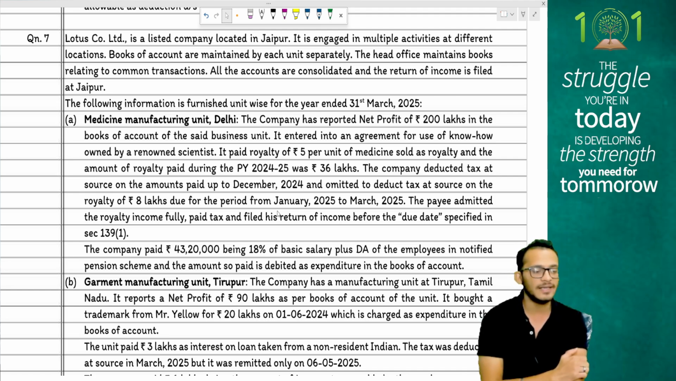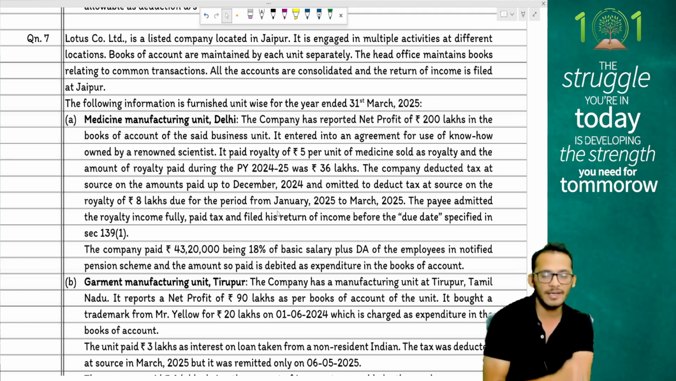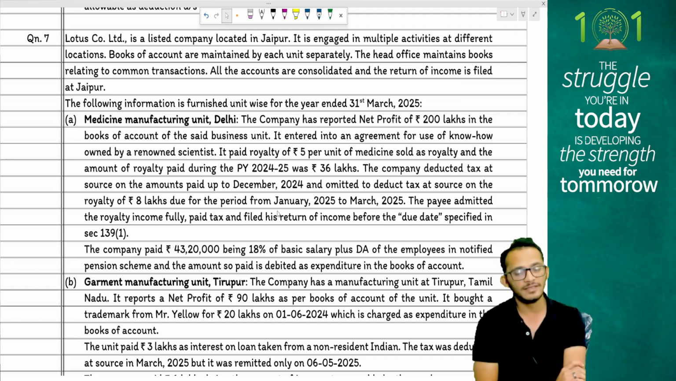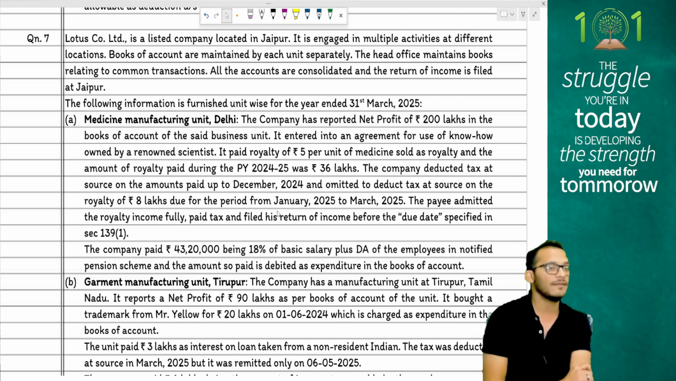The head office is maintaining transactions of all these books in common nature. All the accounts are consolidated and the return of income is filed at Jaipur. Some story is given to you. Yes, the following information is furnished with respect to each unit. People, every unit is going to be assessed independently and we're going to find out what is the PGBP in each unit. Look at the items carefully.